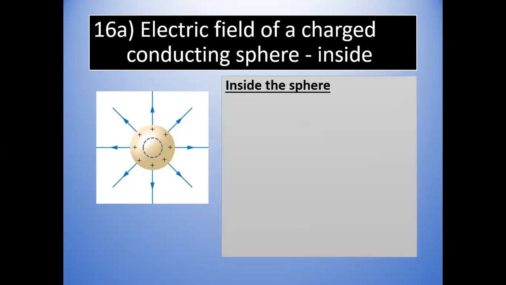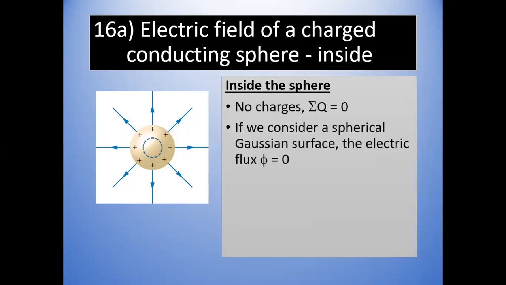right? If we look inside the sphere, no charge there, right? All the charge is on the surface. So there's no flux there. If we take a Gaussian spherical surface inside a conductor, we took a sphere because it's a spherical surface. Inside the sphere there are no charges, so no flux.